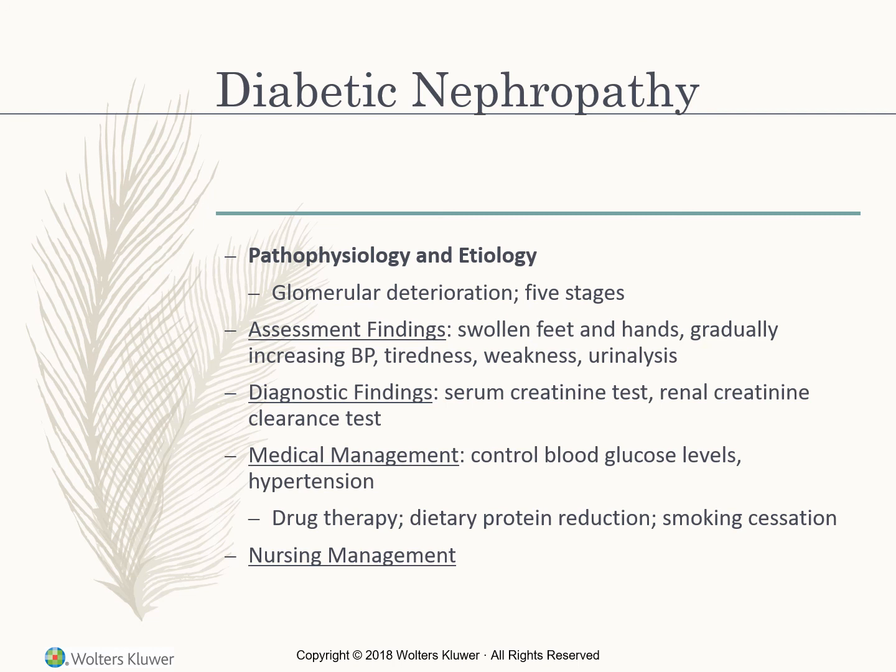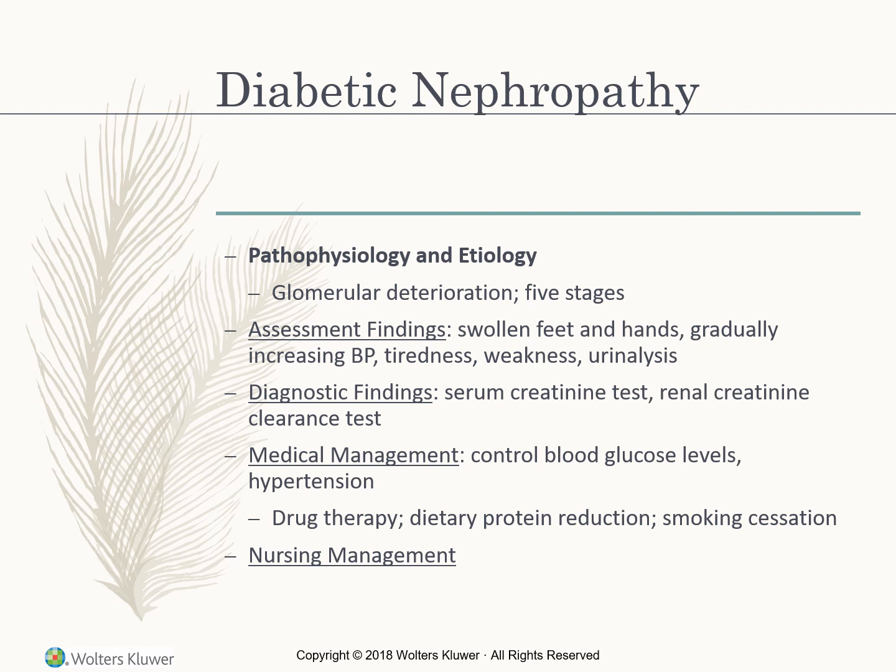So let's talk about the stages of diabetic nephropathy. In stage 1, some of the characteristics are hyperfiltration and glomerular hypertrophy. In hyperfiltration, the blood flow through the kidneys is increased, and in glomerular hypertrophy, the kidneys are enlarged. Generally, stage 1 won't happen until about 10 years after their diagnosis of diabetes.